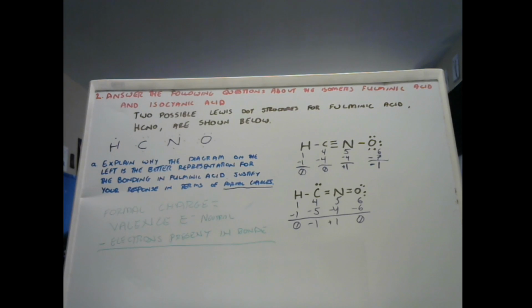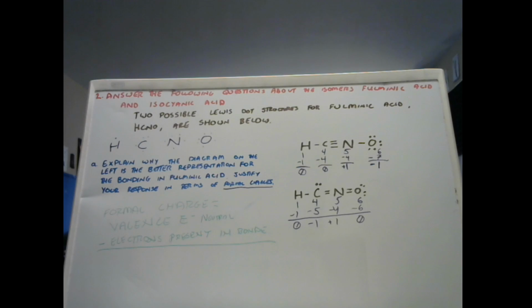And if we look at our scoring guidelines, they say in the diagram on the left, the carbon atom has a formal charge of 0 and the oxygen has a formal charge of -1. In the diagram on the right, the carbon has a formal charge of -1 and the oxygen has a formal charge of 0. The diagram on the left is a better representation because it puts the negative formal charge on the oxygen, which is more electronegative than the carbon.